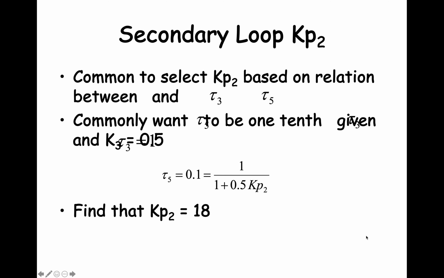So we were told that tau 3 equals 1 and K3 equals 0.5. So when we apply the guideline, we know that tau 5 equals 0.1, or 1/10 of tau 3. Then we use the definition of tau 5 to find Kp2 after we fill in the values for tau 5 and K3. We find Kp2 is equal to 18.